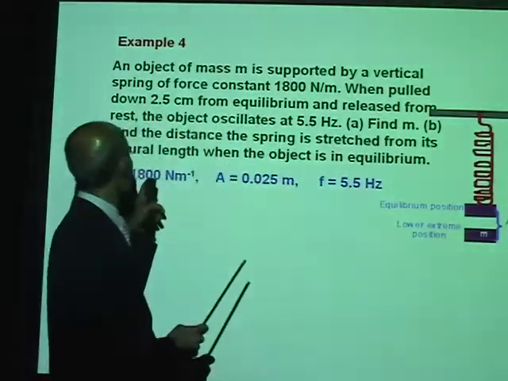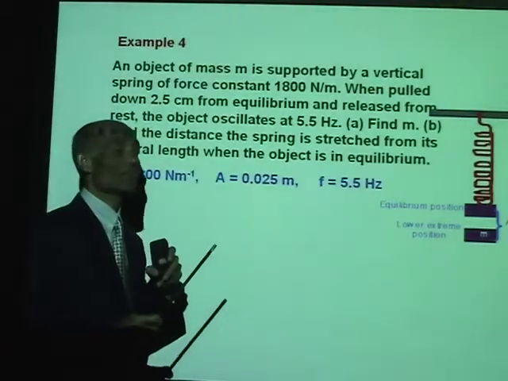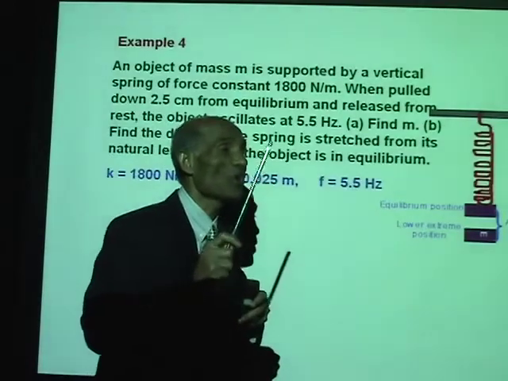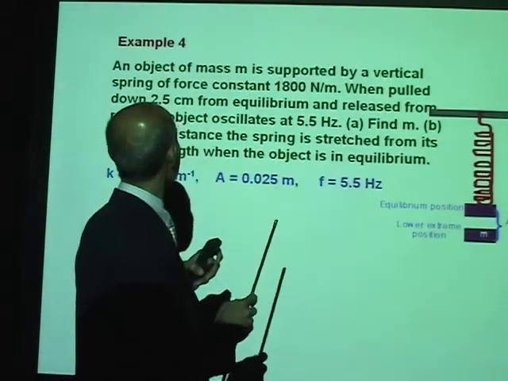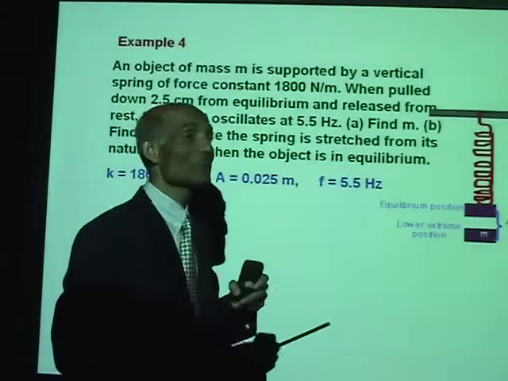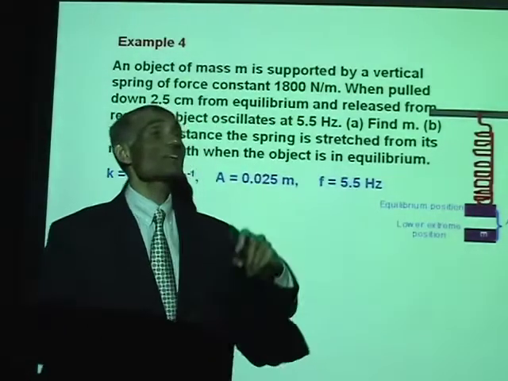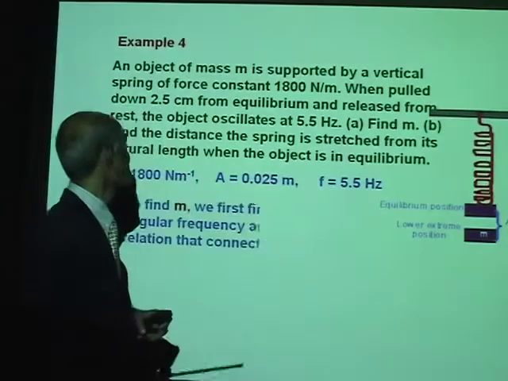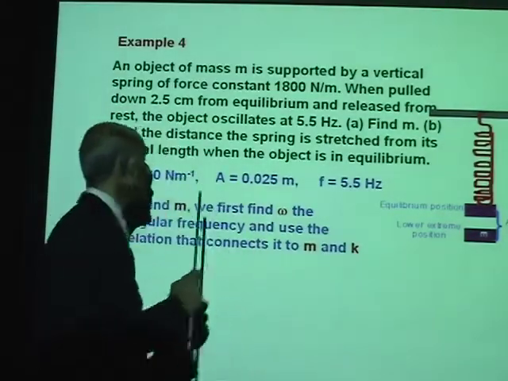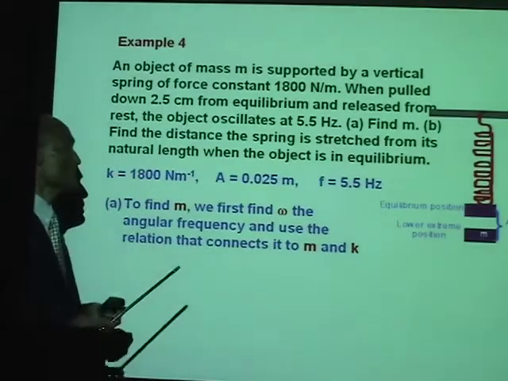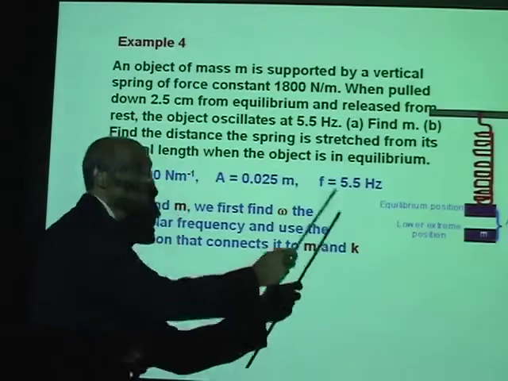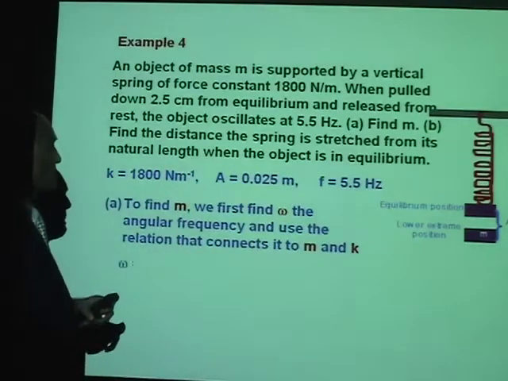You see, I know my k. And I can therefore obtain a relation for omega. Is that right? That's right. If I can find omega, I can find m. Well, that's the way you must think about it. So to find m, we first find omega, the angular frequency, and use the relation that connects m to k. That's the way you must think about this problem.